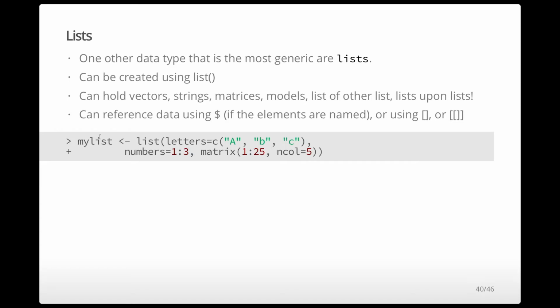Right? So, okay, I'm going to make a list using the list command. The letters, A, B, C, right, capital A. Numbers is 1 to 3. Matrix is 1 to 25. So this is a list with 3 elements. The first element is a character vector. The second element is a numeric vector. The third element is a matrix. That's 5 by 5. Okay?